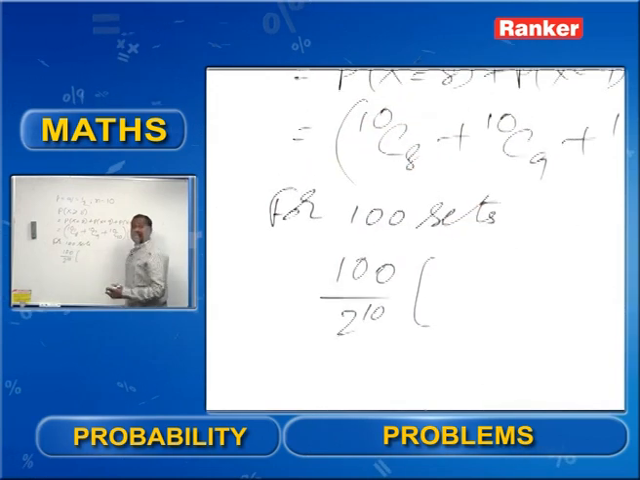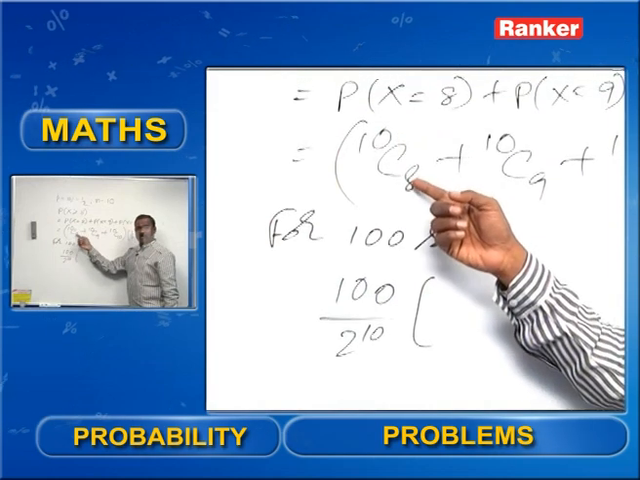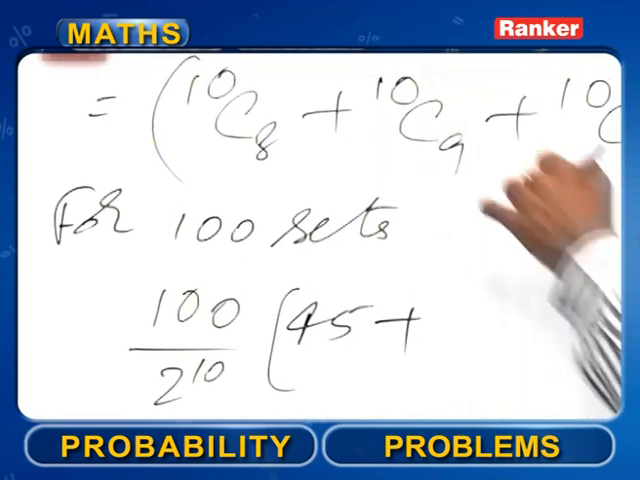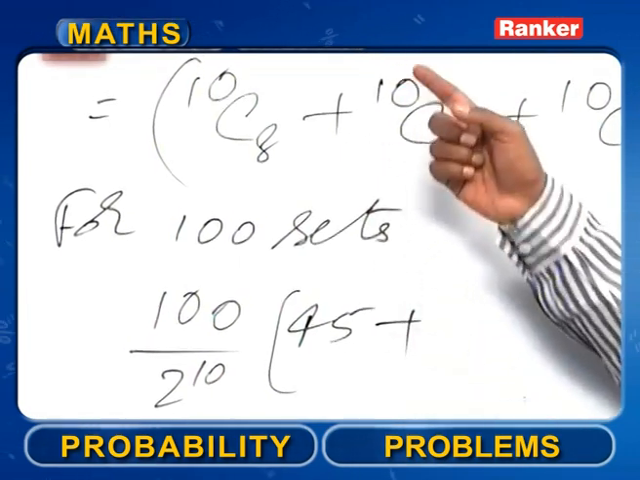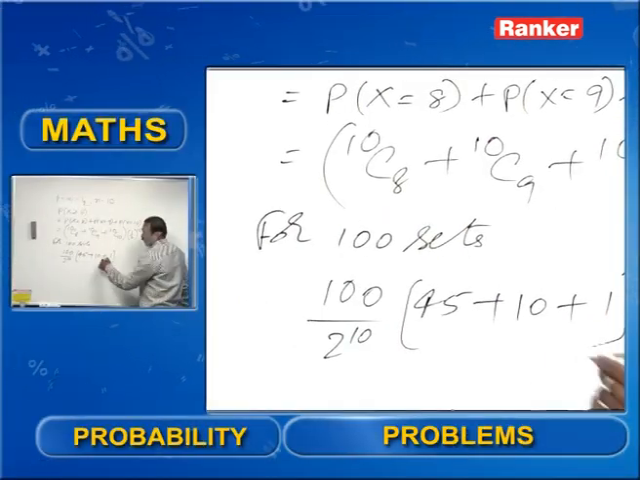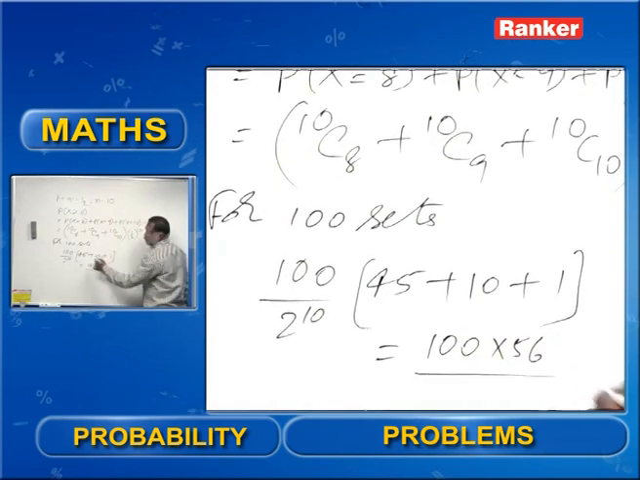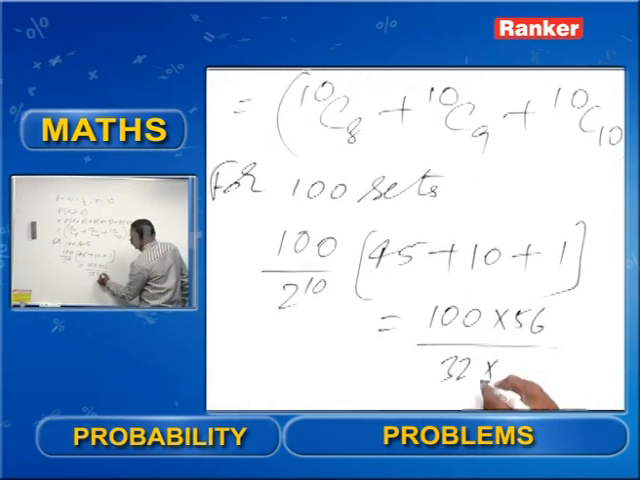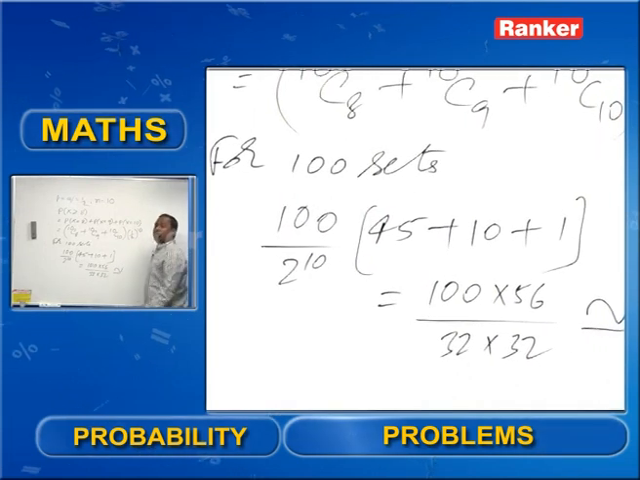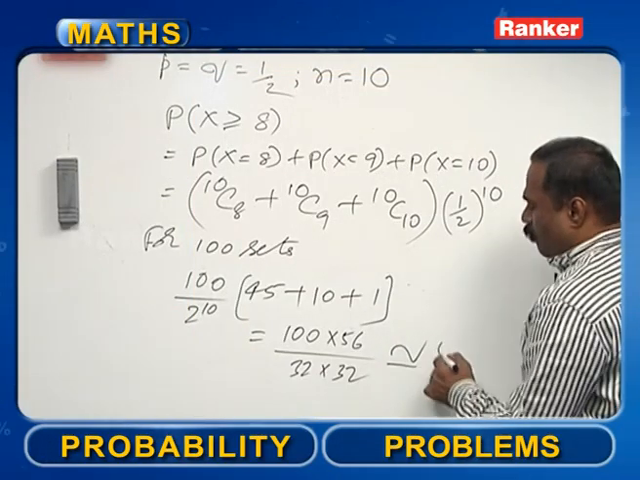10C8 is nothing but 10C2. Why 10C2? 10 minus 8 is 2. 10C2 is nothing but 9 fives are 45, and 10C9 is nothing but 10C1, difference 1. 10C1 is nothing but 10. 10C10 is 1. So it is 45 plus 10 plus 1, that is 56. 100 into 56 upon 2 power 10, that is 32 into 32. If you simplify this, you will get the approximate number of sets to get at least 8 heads. It should be 5.